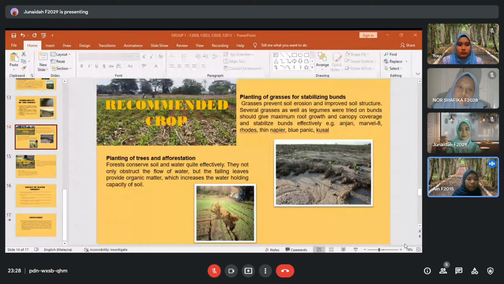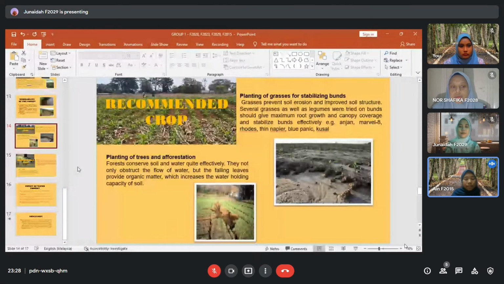Second, planting of trees and afforestation. Forests conserve soil and water quite effectively. They not only obstruct the flow of water, but the falling leaves provide organic matter which increases the water holding capacity of soil.